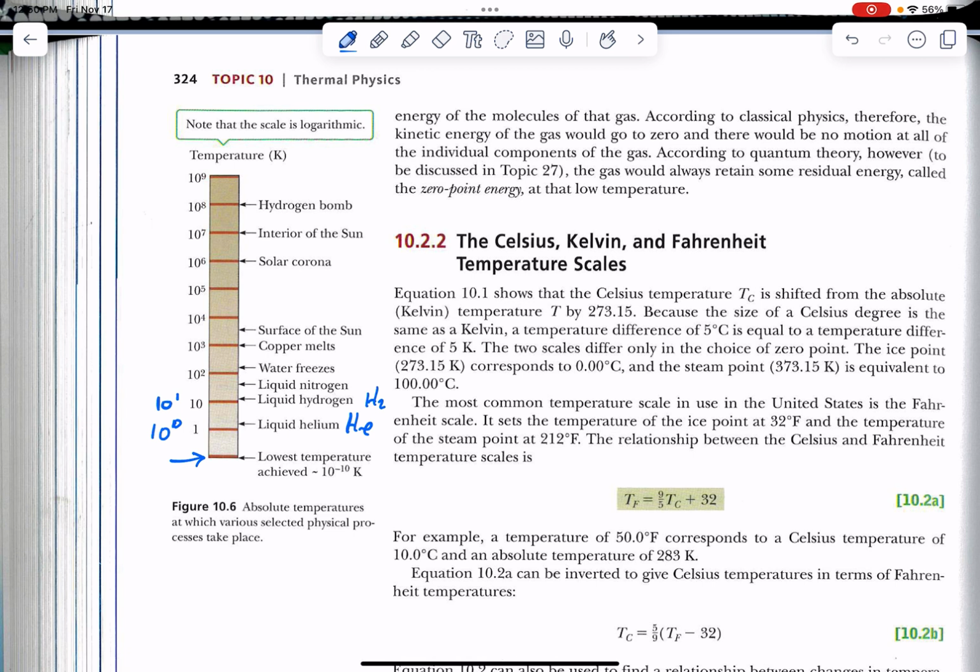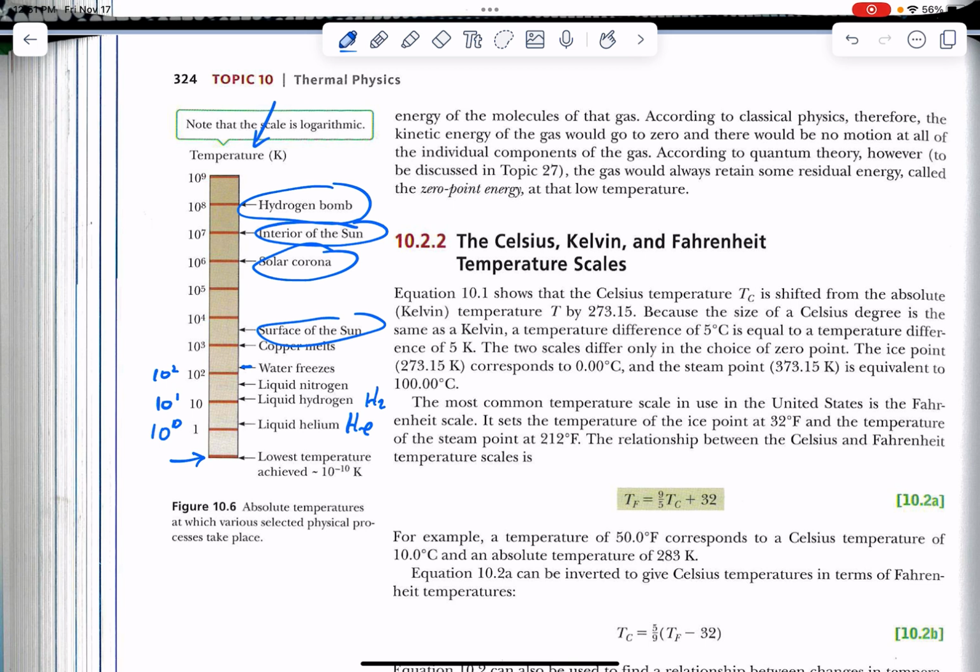Water freezes at around 273, and this, by the way, is on a Kelvin scale, 32 Fahrenheit, or 0 Celsius. So 10 squared is 100, and so when we're up here, we're about 212 Fahrenheit. And then it goes on and on. We got the surface of the sun, a solar corona emanating from the surface of the sun, the interior of the sun, and believe it or not, we have been able to create temperatures that we believe are hotter than the sun at the center of some of our atomic bombs as the result of fusion.